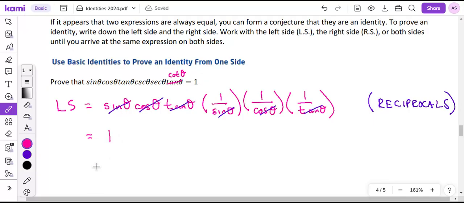And when we're done proving an identity, we've shown the left-hand side equals the right-hand side. We just kind of finish it off by saying, okay, that equals the right-hand side, little check mark. We've proven our first identity together.